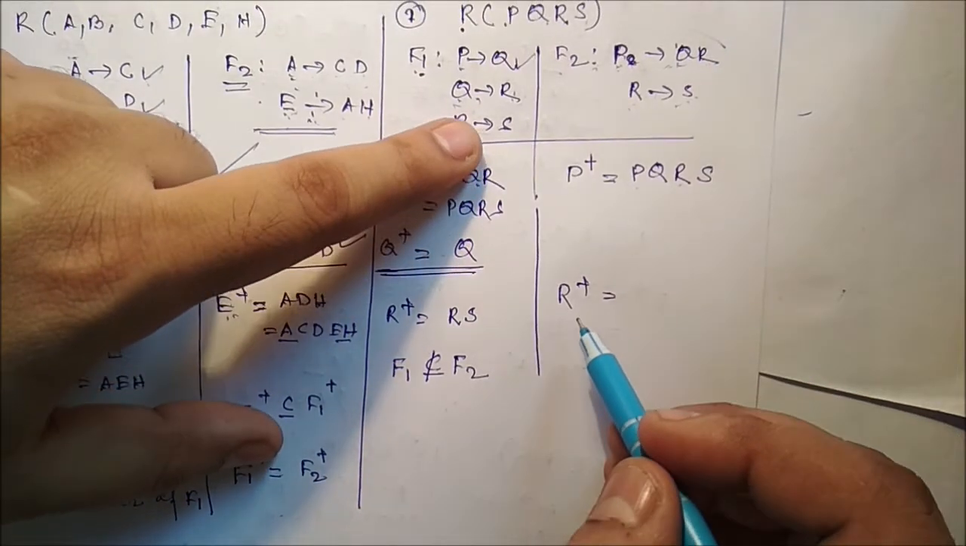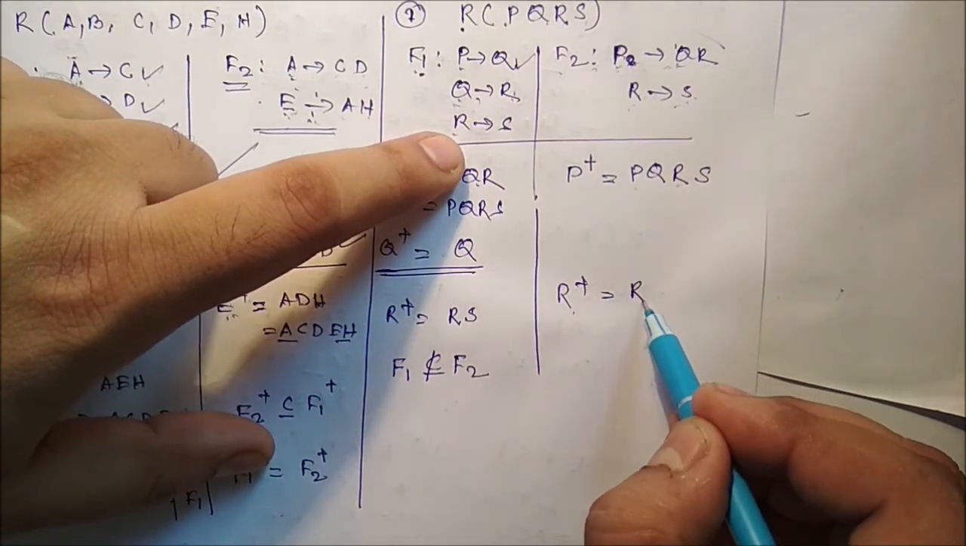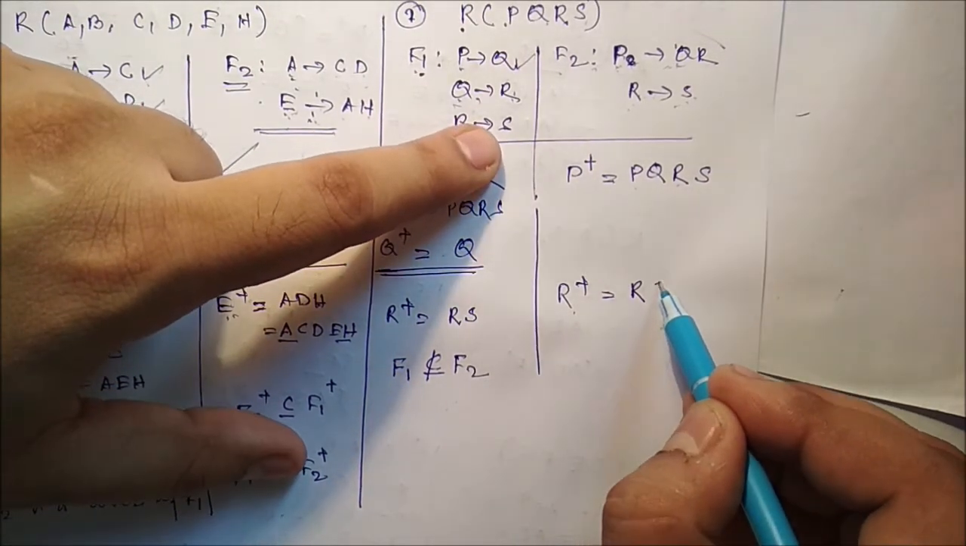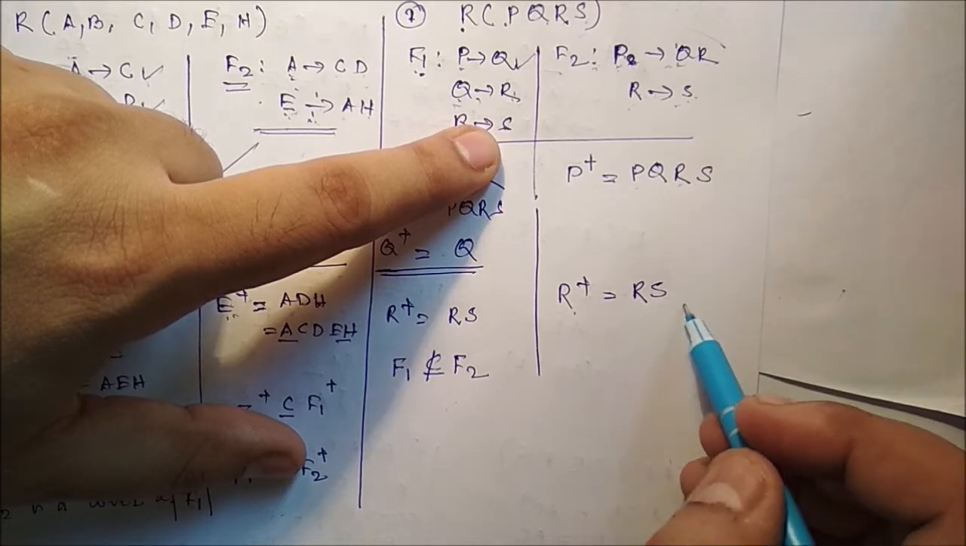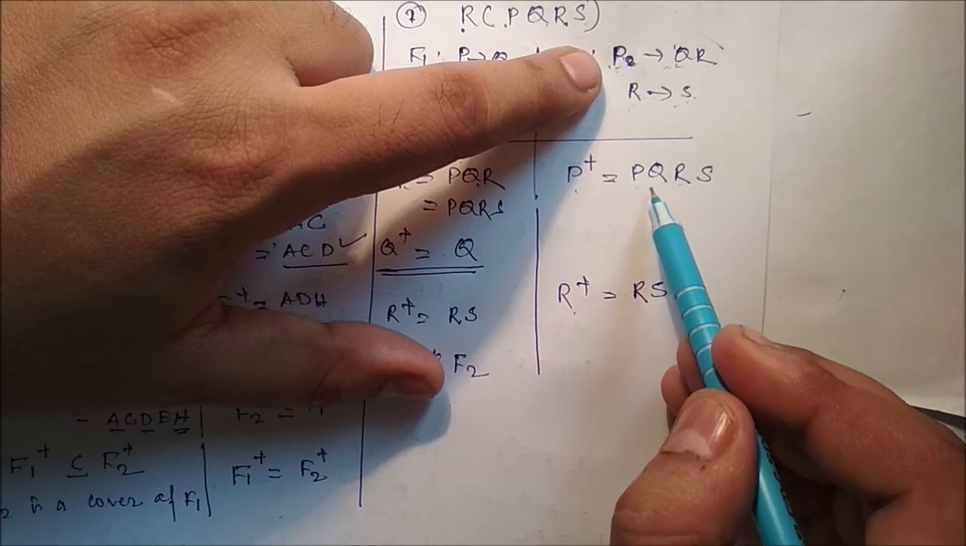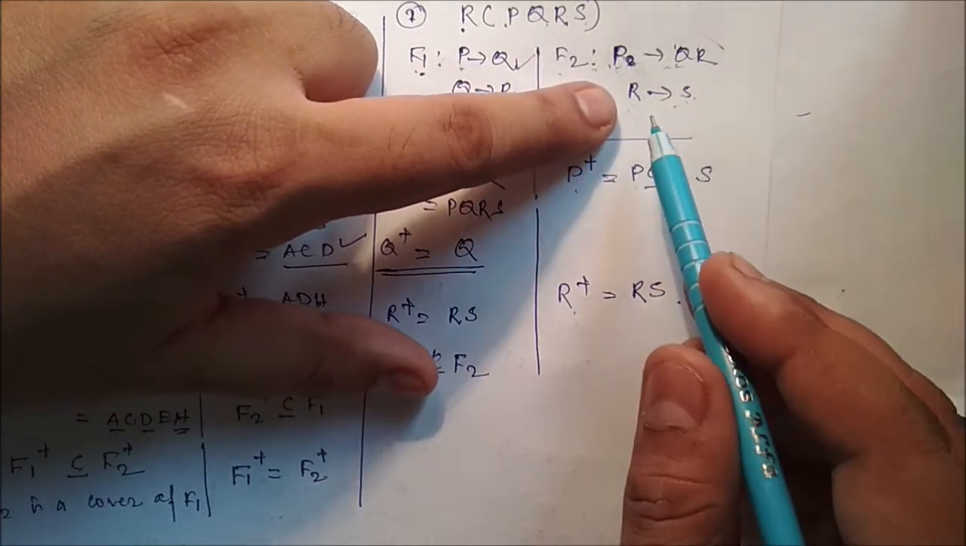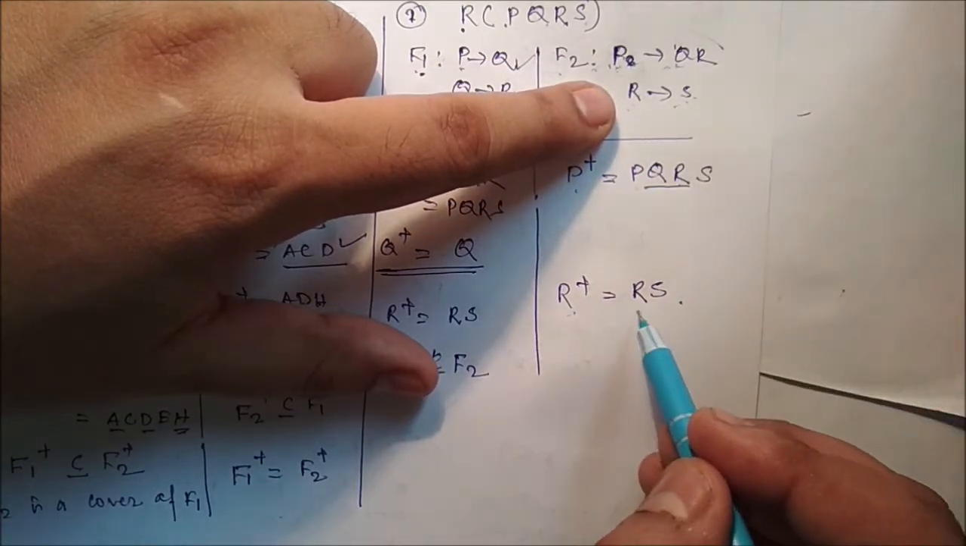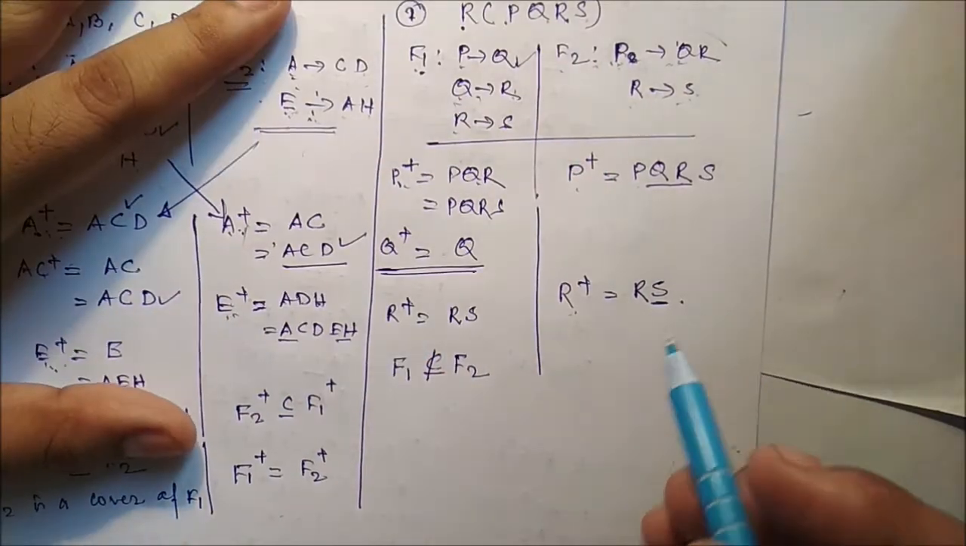And similarly, if you can identify R, you can identify S. So it should be RS. So you just say from P we can identify QR, for P you can identify Q and R, and from R you can identify S. That means what can we say?